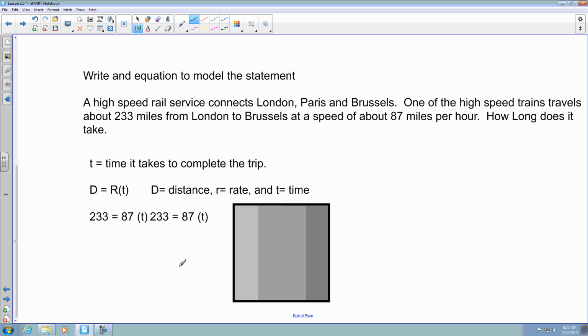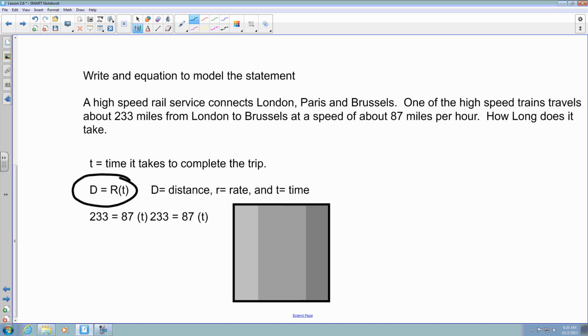For this story problem, it says a high-speed rail service connects London, Paris, and Brussels. One of the high-speed trains travels about 233 miles from London to Brussels at a speed of about 87 miles per hour. How long does it take? Okay, so we're going to use some variables to help us solve this equation. I'm sure you're all familiar with the distance equals rate times time equation.